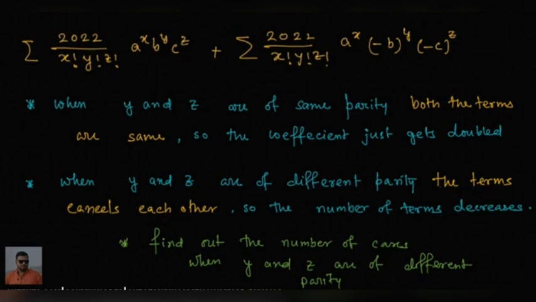Now, if we can find out in how many cases y and z are of different parity, we have to subtract that many cases from the number of terms in the expansion of (a plus b plus c) to the power 2022, which was 2024 choose 2. So if we can figure out how many cases there are where y and z are of different parity, and subtract that number from 2024 choose 2, we would get our required answer.